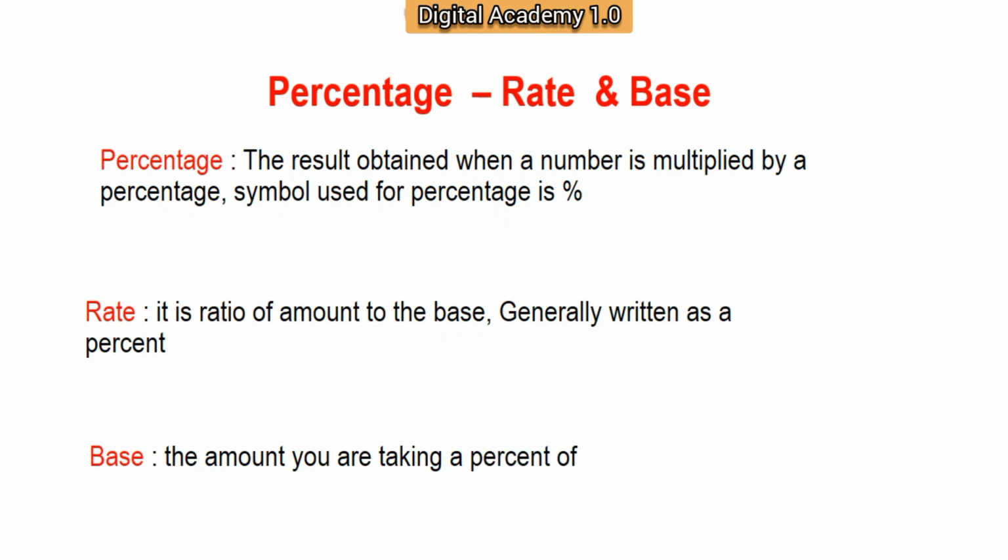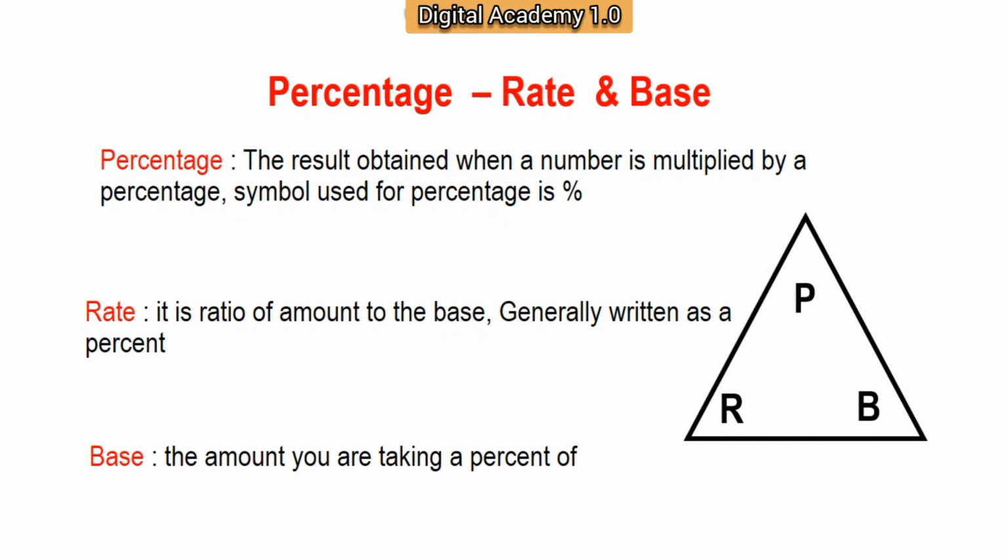To find the percentage, rate and the base, this triangle will help you to generate the formula. Percentage equals rate times base. Rate equals percentage divided by base. Base equals percentage divided by rate. Let's solve three different problems to clear the concept further.